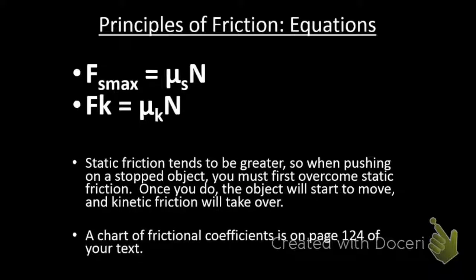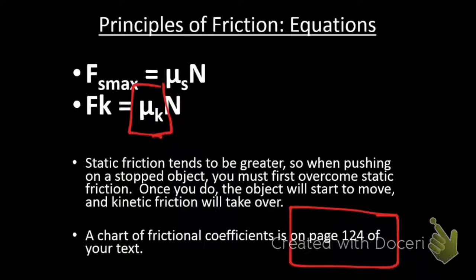One last thing, there is a chart of friction coefficients. This number can be calculated, but on other questions you'll know the materials and simply want to look up the mu. If you want to do that, it's on page 124. It's got some common materials that might be in contact and their frictional coefficients listed there.